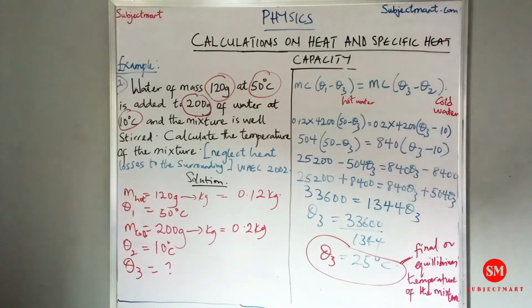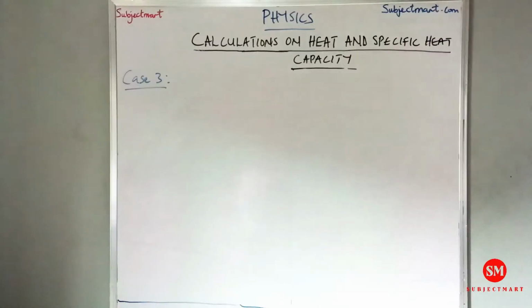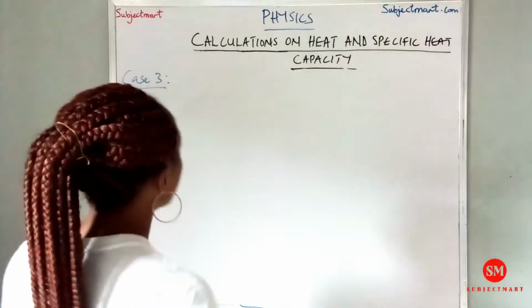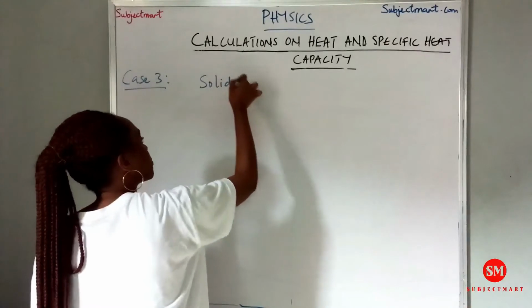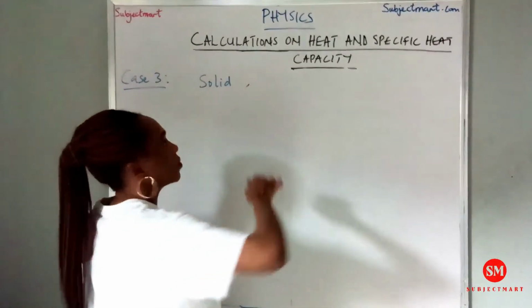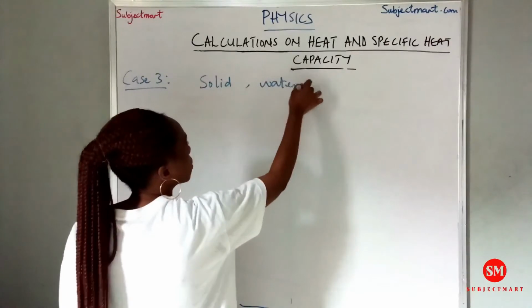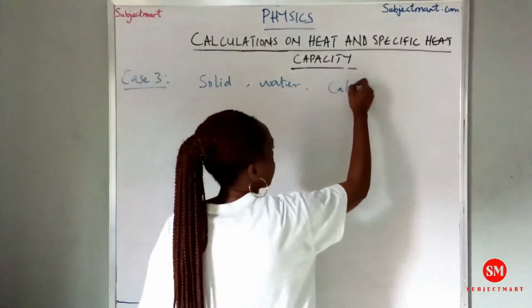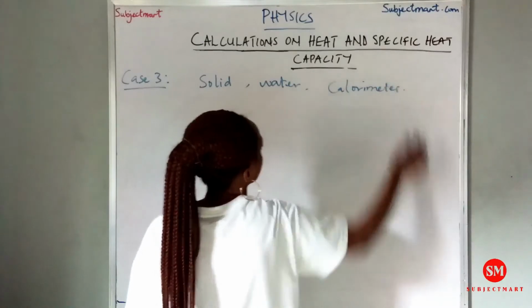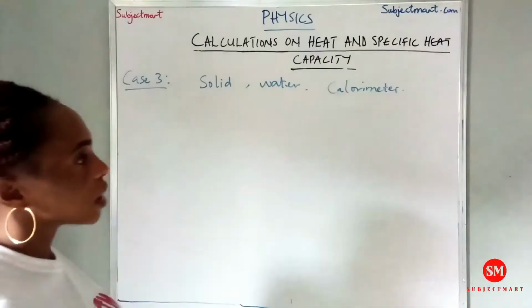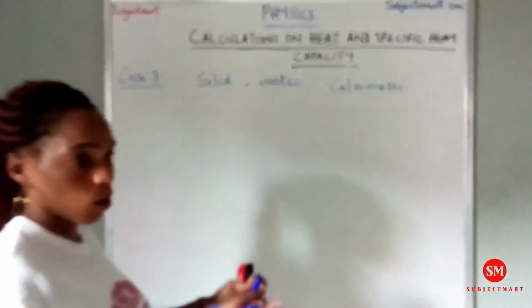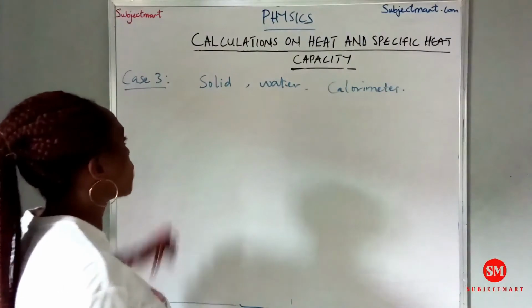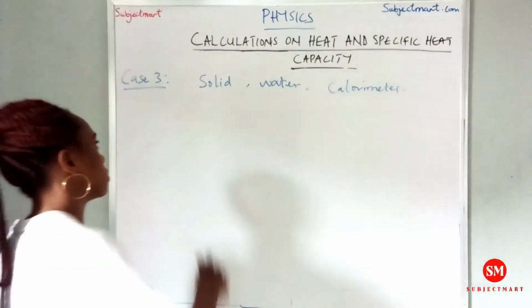That is theta 3. Okay, so case 3 involves a solid, a liquid, and a calorimeter, or a copper vessel. A calorimeter is used to measure specific heat capacities, like a container. So we have solid, water, and calorimeter.